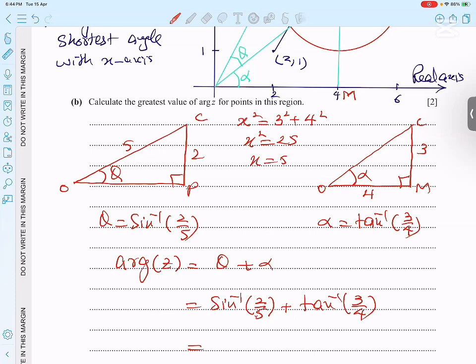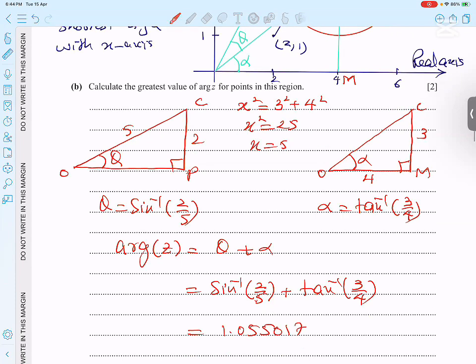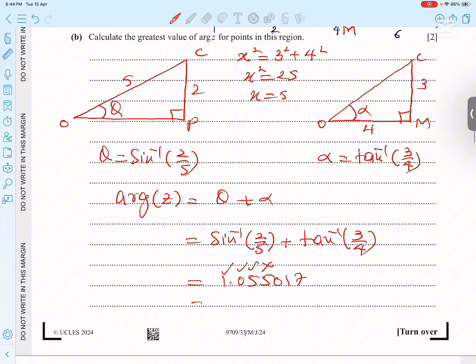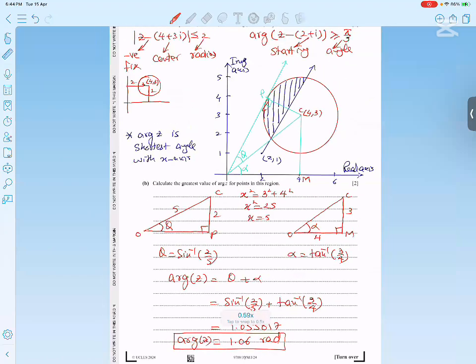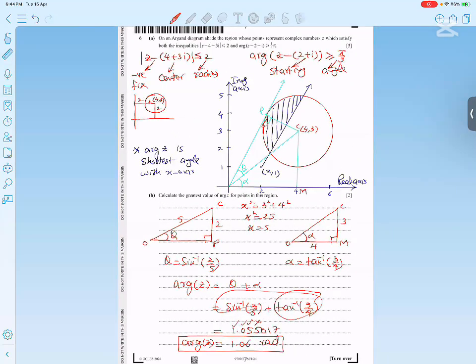And I'm getting here 1.055017. But according to criteria, I need 3 SF. So answer turned to be 1.06 radians. And this I was looking for, argument of Z. So alhamdulillah rabbil alameen. Up to here clear. But sometimes, if you try to find them separate, this separate and this separate, and then add, maybe this answer would be 1.05. I hope so. The concept is very, very clear.